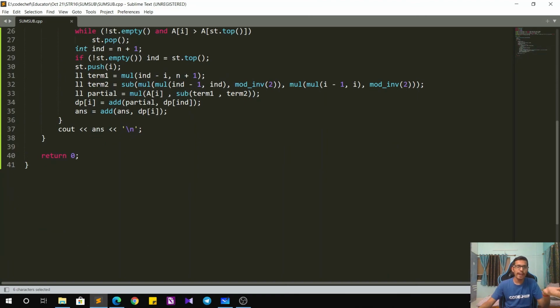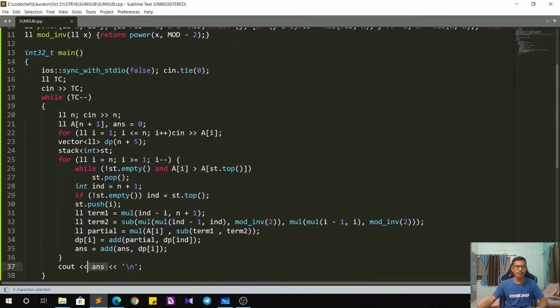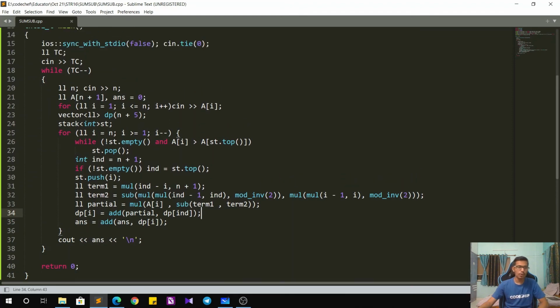And finally, we add the value of dp of I to our answer, because what is our final answer? Our final answer is dp of 1 plus dp of 2 plus dp of 3 all the way up to dp of n. So we are just adding them, but in the reverse order. That is, first dp of n will get added, then dp of n minus 1 will get added, and so on. So this is basically the code. You can see over here that completes our implementation.